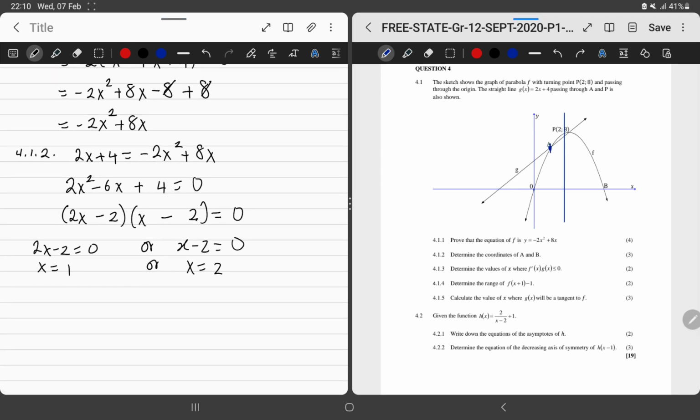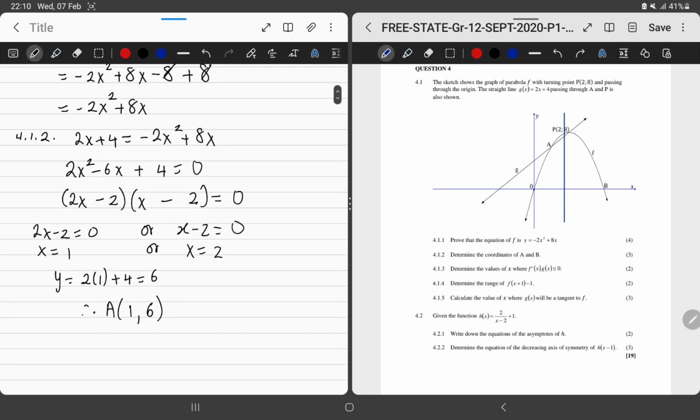Well, I can see that the x value of the coordinates of A should be less than 2. So it is x = 1. Then I'm just going to substitute that. 2(1) + 4 equals 6. So the coordinates of A is (1; 6).